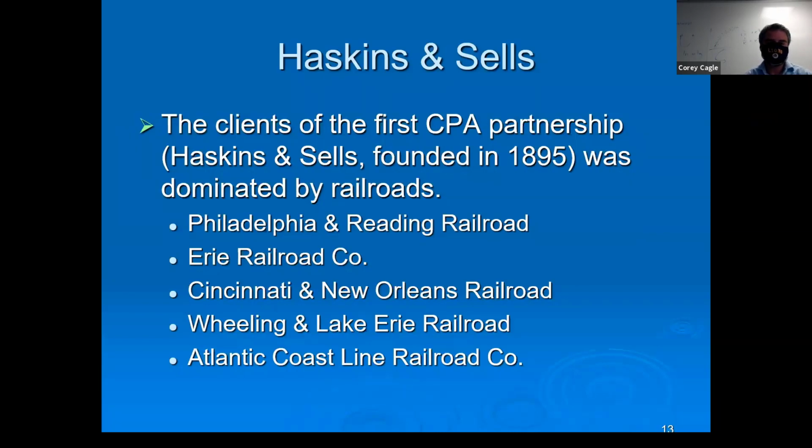So yeah, that was the first American CPA partnership, Haskins and Sells, 1895, dominated by the railroads. Clients were the Philadelphia and Reading Railroad, the Erie Railroad, the Cincinnati and New Orleans Railroad, the Wheeling and Lake Erie Railroad, the Atlantic Coast were all clients of this first CPA firm, which, by the way, over time evolved and became, as we know it today, Deloitte. So Deloitte's genesis is traced to Haskins and Sells.